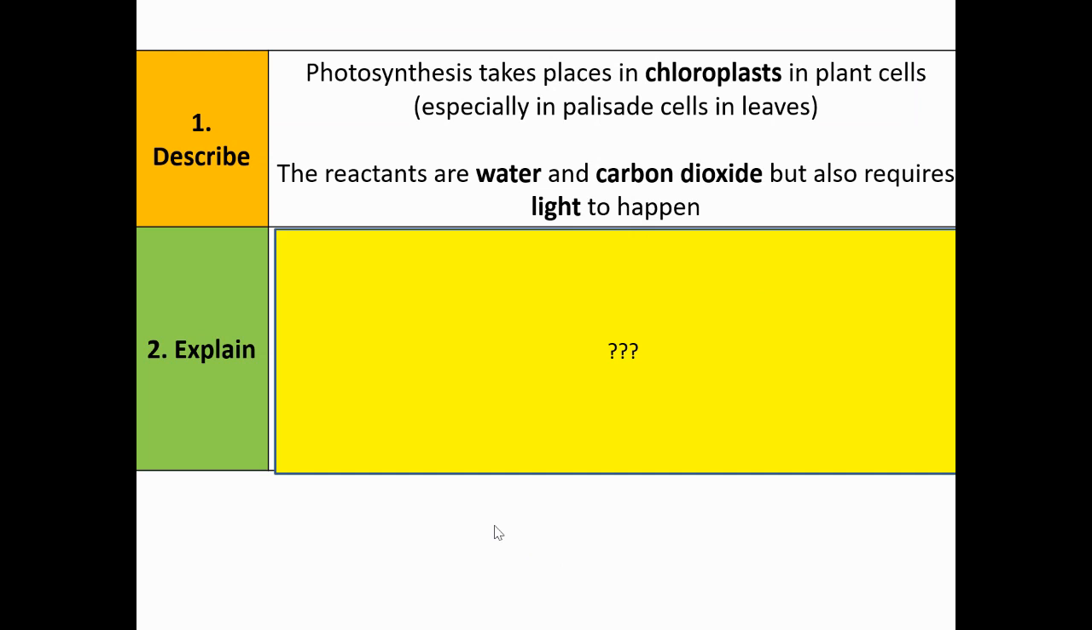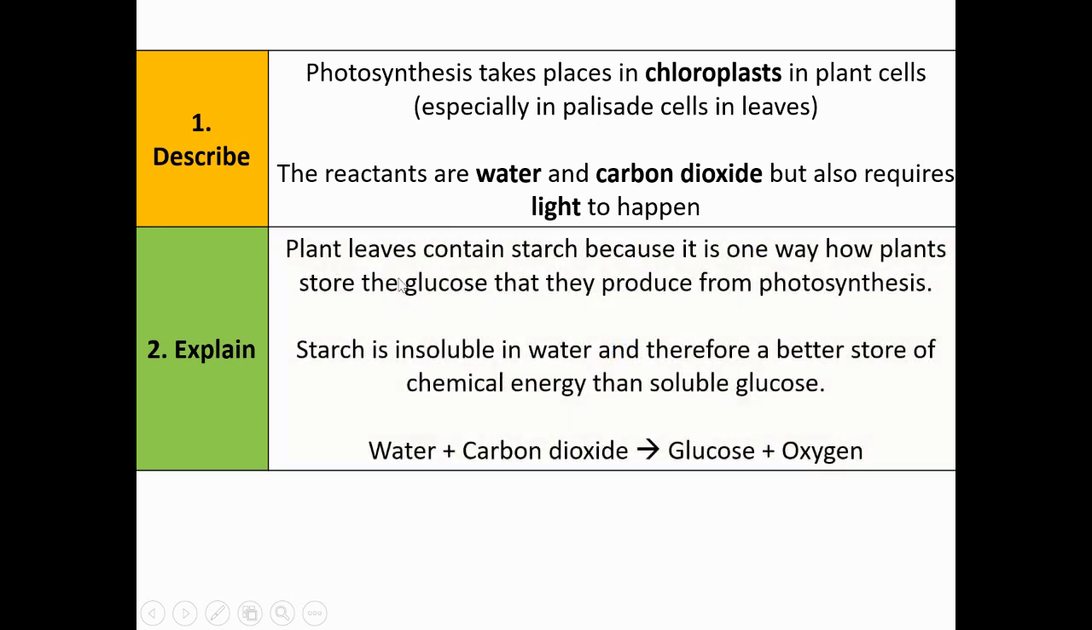So first of all, question 1. Photosynthesis takes place in the chloroplasts, especially in the palisade cells, you could add, but they are in the chloroplasts. The reactants are water and carbon dioxide, but it also requires light to happen. The explain task. Plant leaves contain starch because it is one way plants store the glucose that they produce from photosynthesis. Starch is insoluble in water and therefore a better store of chemical energy than soluble glucose.